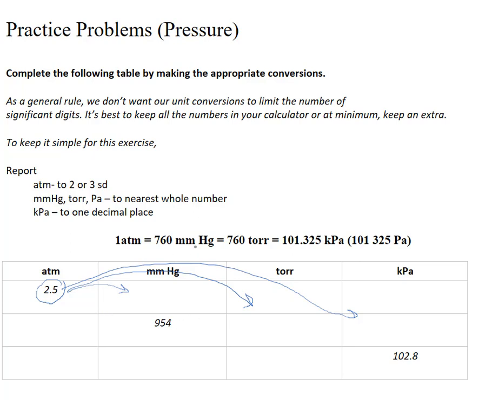Another thing to note here is that millimeters of mercury and torr are equal to each other. It's just kind of an old way of describing it. Millimeters of mercury describes how it's measured with the barometer, and then torr is just giving credit to Torricelli, who is the one who designed the barometer. So for this example, it's pretty straightforward here. 954 is going to be our torr. So the millimeters of mercury and torr are going to be the same.